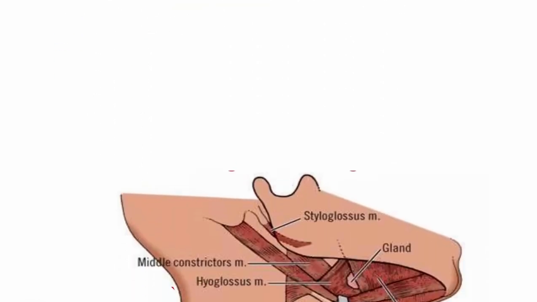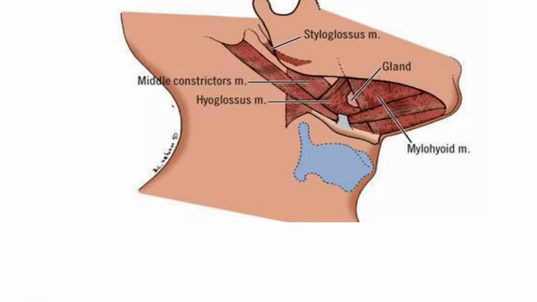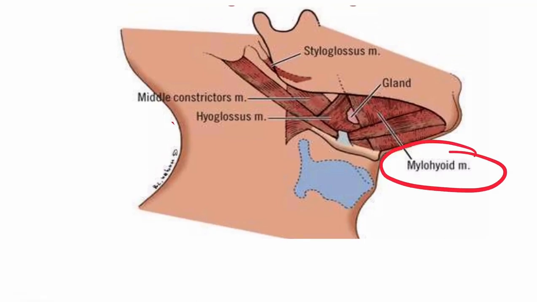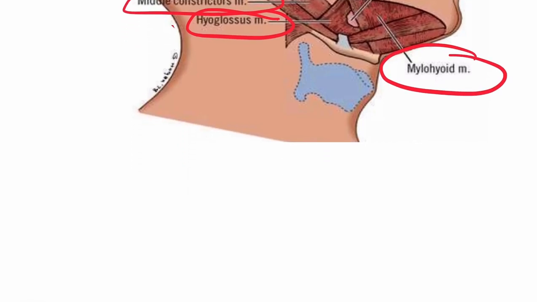Let me show the diagrammatic representation of the structures forming the floor of the digastric triangle. Anteriorly it is formed by the mylohyoid muscle, posteriorly by the hypoglossus muscle, and also the middle constrictor muscle of the pharynx. Now let us discuss the contents of this triangle, which is very important.